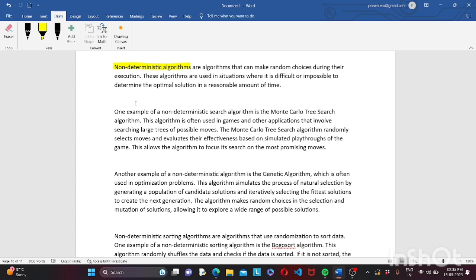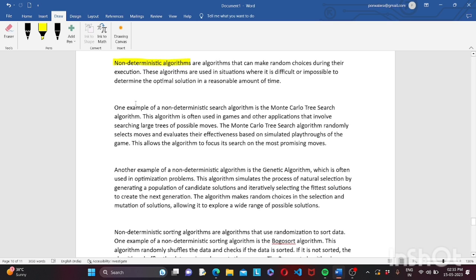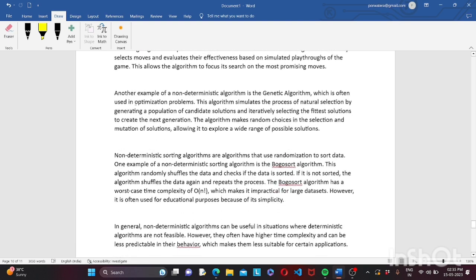One example of a non-deterministic search algorithm is the Monte Carlo tree search algorithm. This algorithm is often used in games and other applications that involve searching large trees of possible moves. The Monte Carlo tree search algorithm randomly selects moves and evaluates their effectiveness based on simulated playthroughs of the game, and this allows the algorithm to focus its search on the most promising moves.